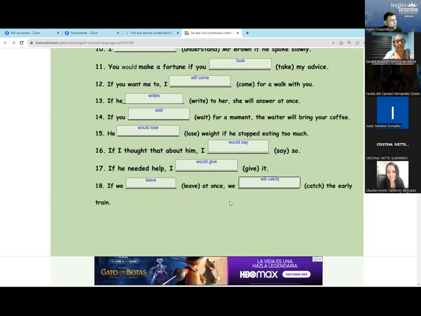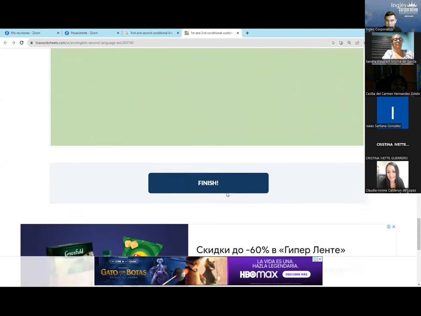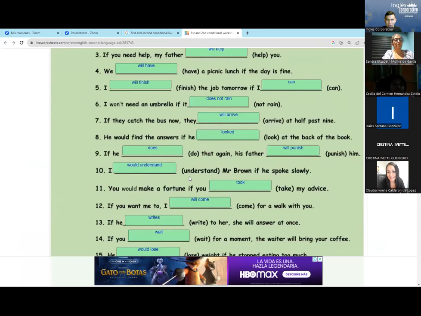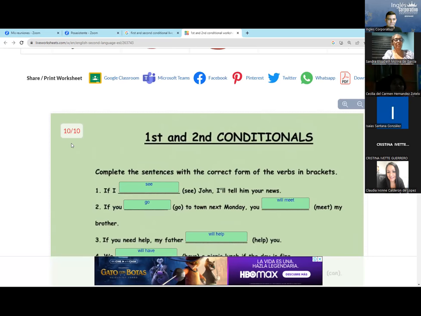When do we use a first conditional? When we are telling the result of our action in the present. And when do we use second conditional? Second conditional is used to tell a hypothetical situation, an unreal situation, something that is not true yet. We got 10. Very good.